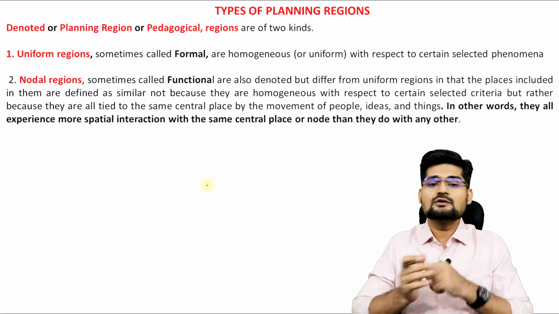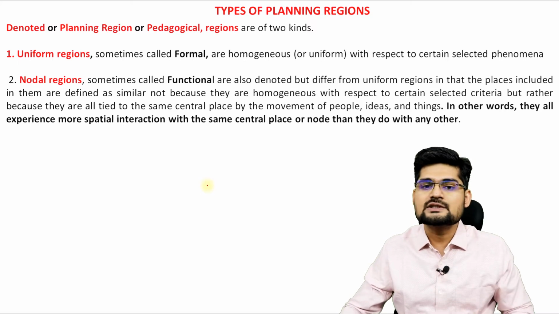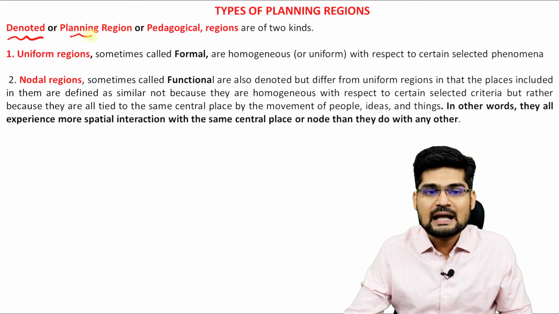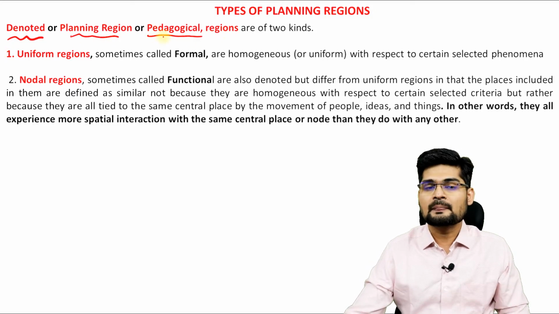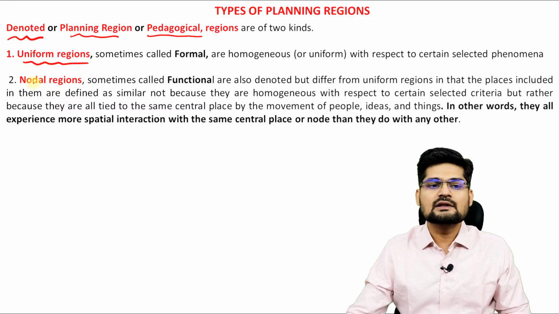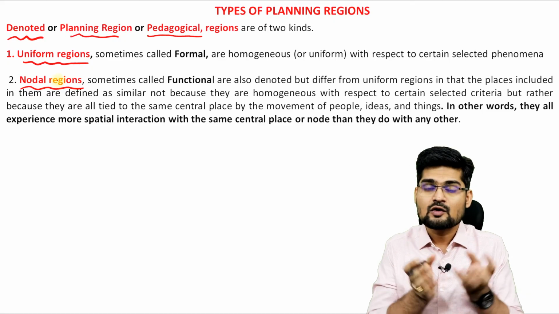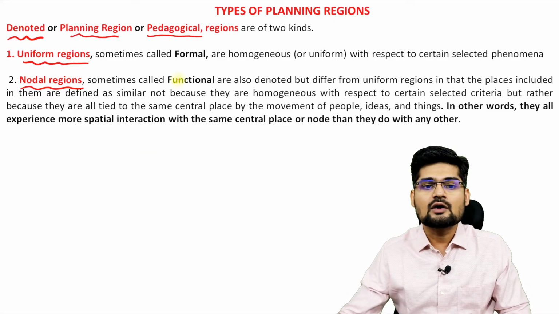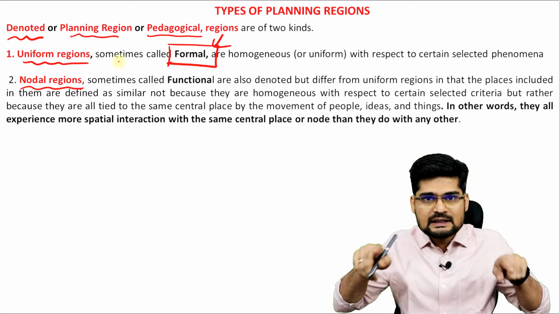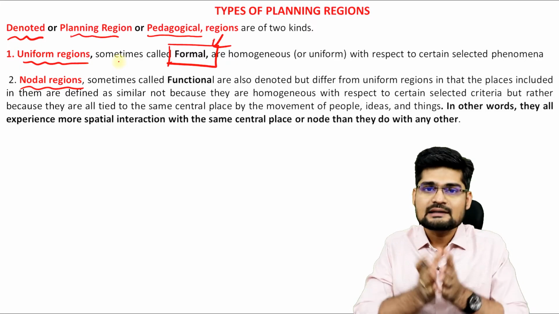Then what we need to look into further is the types of planning region. And it has two major types if you observe carefully. Planning region is also called a designated region, planning region, or pedagogical region. One is called uniform region and one is nodal region. Now remember, uniformity is the word here again: homogeneity, uniformity. So it calls for formality, that is a formal region, which is formally delineated according to some homogeneous or uniform criteria which exists.